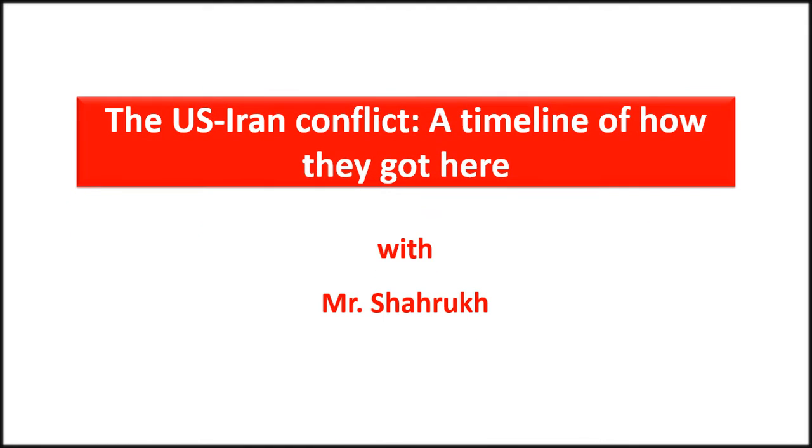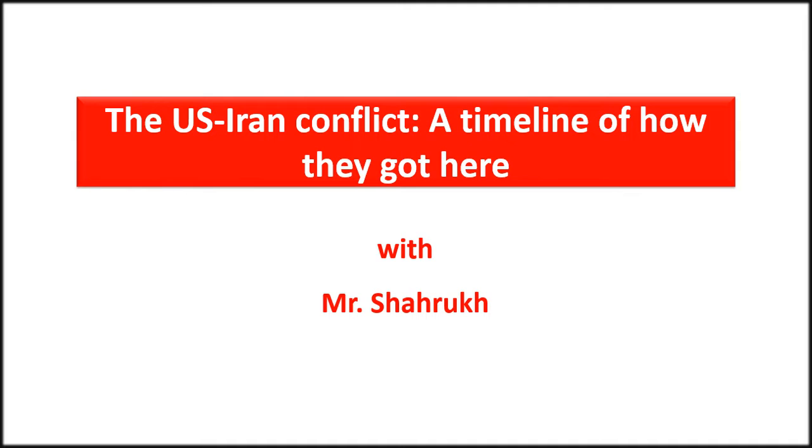The US-Iran conflict, a timeline of how we got here. Tensions between the US and Iran hit a boiling point this month, but they've been simmering for decades. Long before Washington killed Iranian commander Qasem Soleimani, and Tehran responded with missile strikes on Iraqi bases housing US troops, the two countries have been at odds.